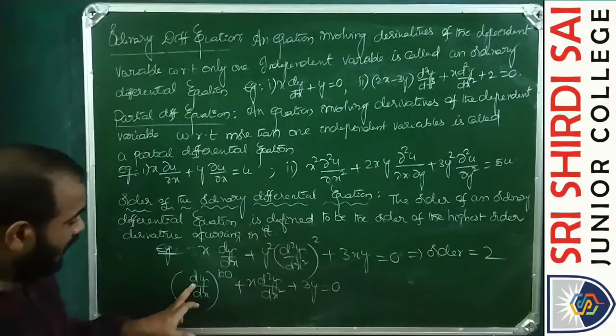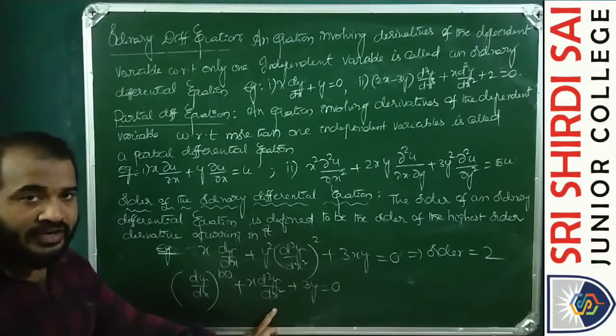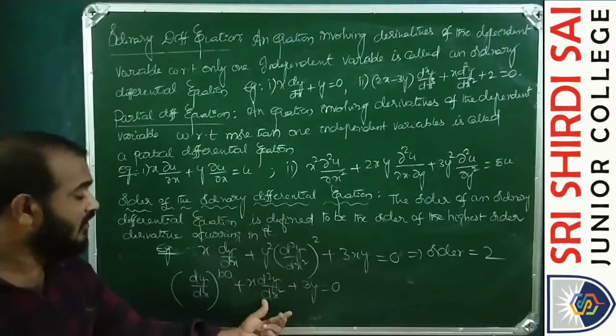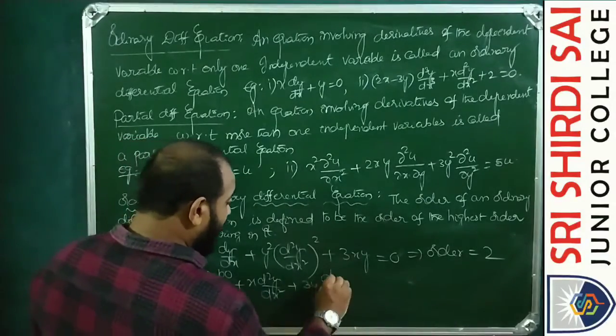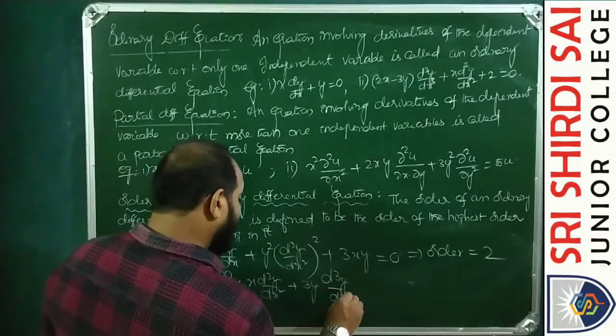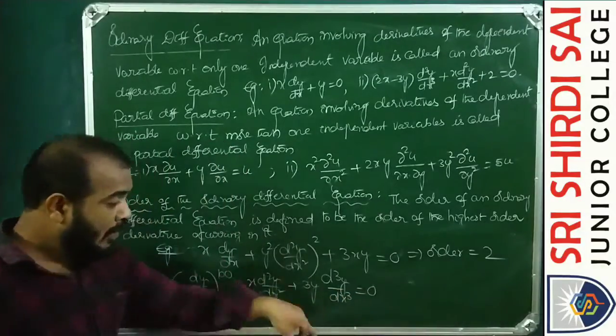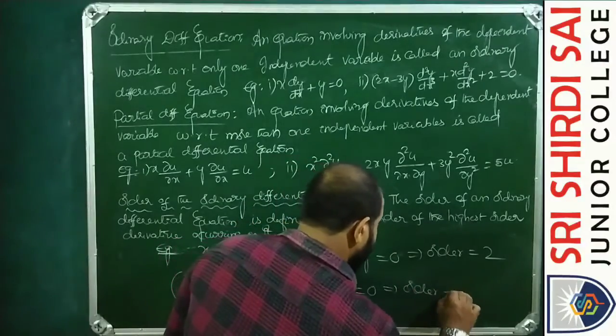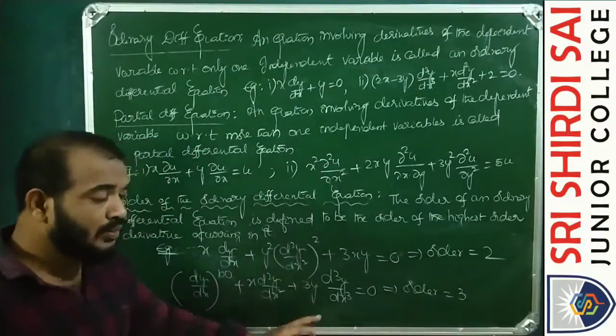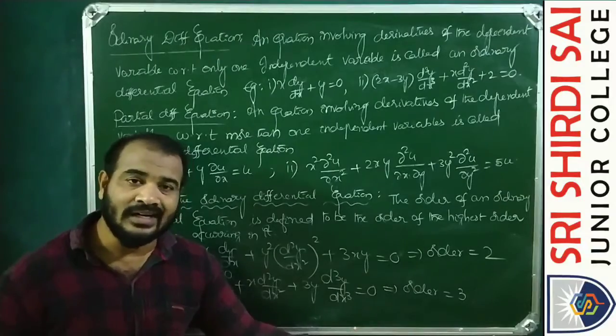So this is the first order derivative, this is the second order derivative. Which is highest? The second order derivative. Otherwise, for example, 3y d cube y by dx cube is equal to 0. Now the order here is 3. Now the next concept we are going to discuss is degree.